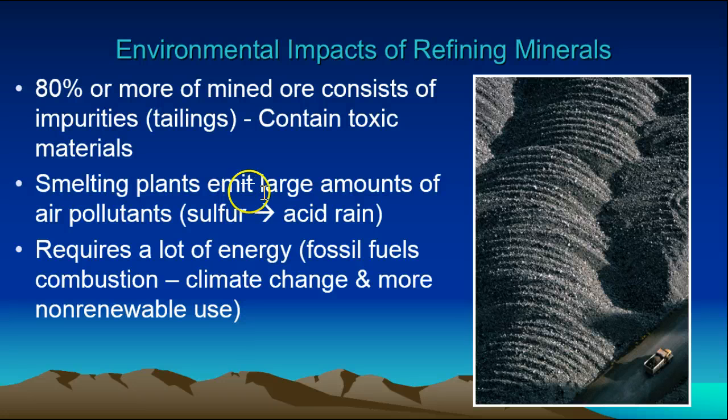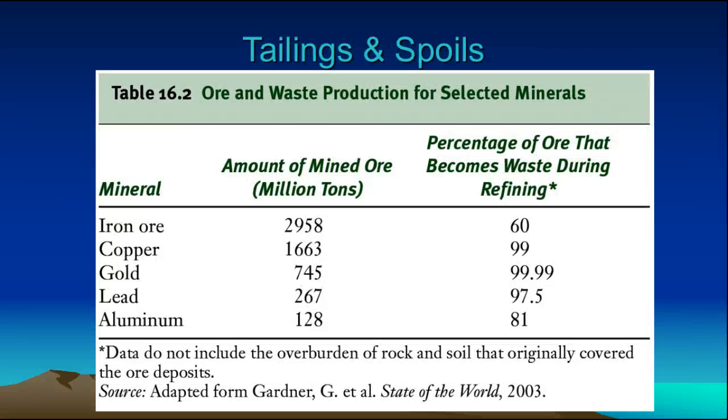Smelting plants, as we said, emit large amounts of sulfur. That causes acid rain. It also requires a lot of energy to mine and smelt and produce mineral products. So that means you're burning a lot of fossil fuels generally. And of course, that can contribute more to climate change. It also means you're using more non-renewable resources. And eventually, at some point, you're going to have a solution for that.